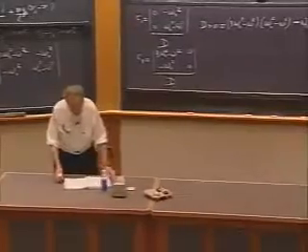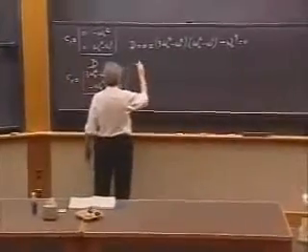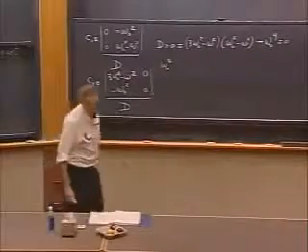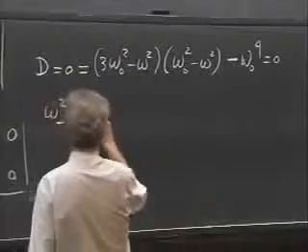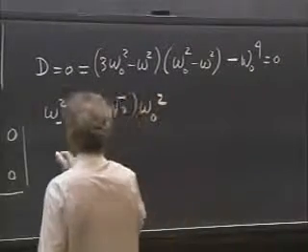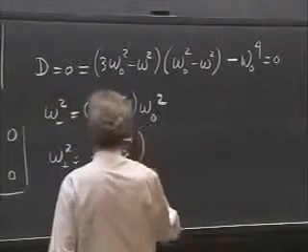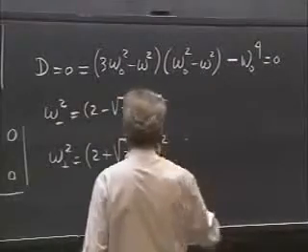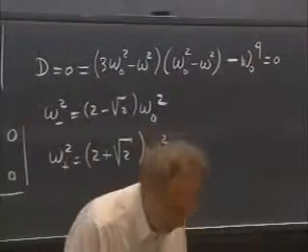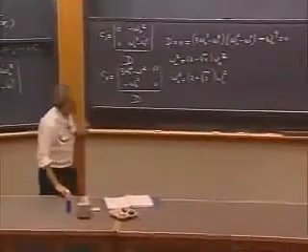This is utterly trivial. And out comes then that omega minus squared, which is the lowest of the two frequencies, is 2 minus the square root of 2 times omega 0 squared, and omega plus squared is 2 plus the square root of 2 times omega 0 squared. So this step will take you no more than maybe half a minute. But be careful, because you can easily slip up, of course.